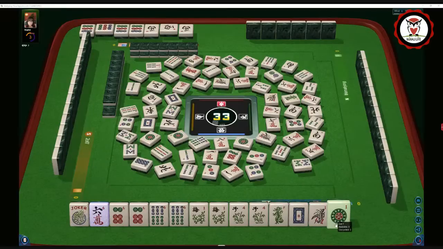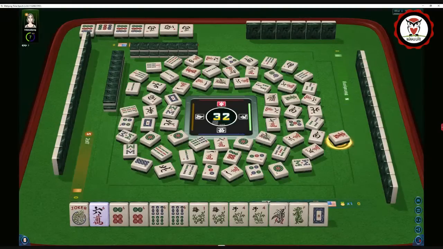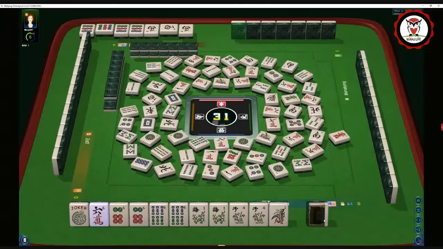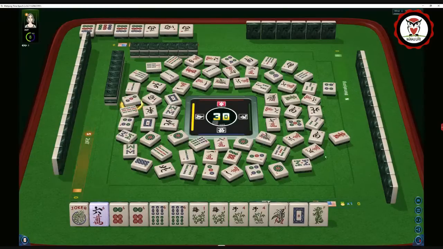Okay, let's see. One dots are down. There's a green dragon and white dragons are down. So they should be safe, although those reds are going to be risky to hold on to. One bam should be a safe discard. I think we should throw the dragons. There was a slight hesitation on that red dragon. But we still have some potential for three dots. The concealed hand.